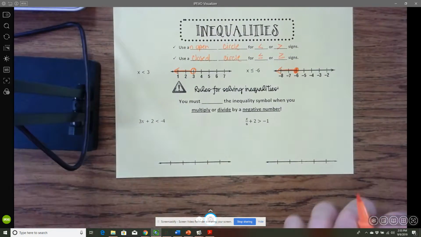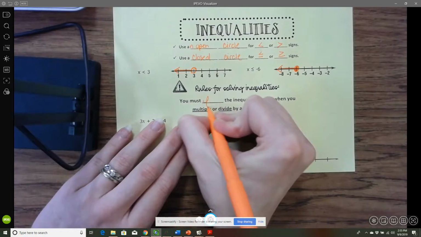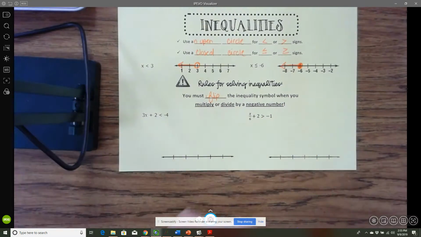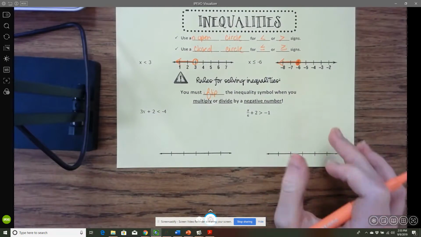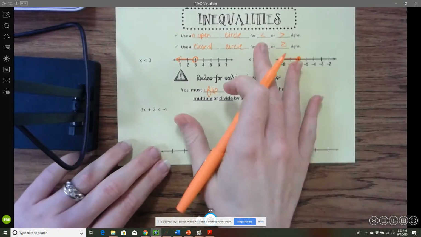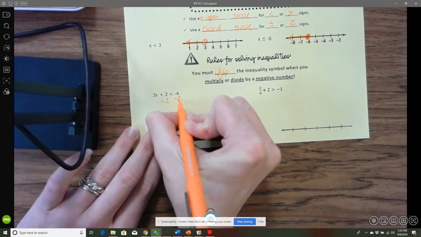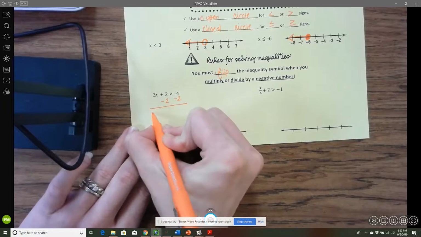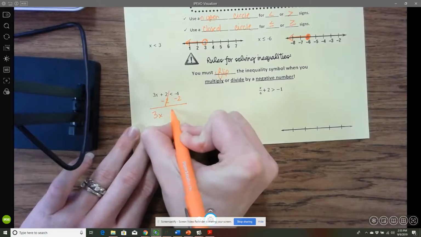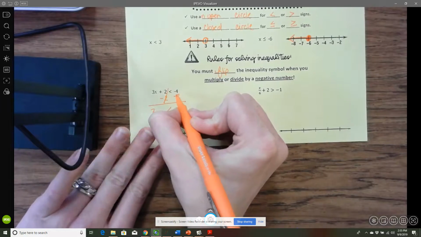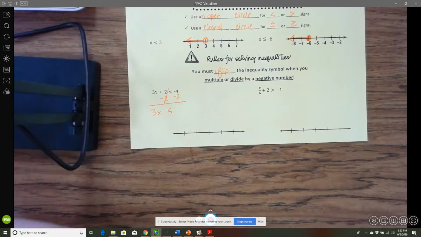So rules for solving inequalities. You must flip the inequality symbol when you multiply or divide by a negative number. So we're going to solve these the same way we solve equations. So we're going to do PEMDAS backwards. So this cancels. My inequality just drops down. -4 minus 2 would give me a -6.